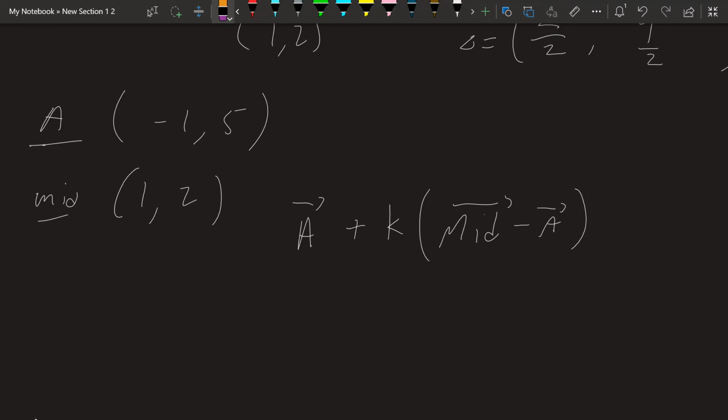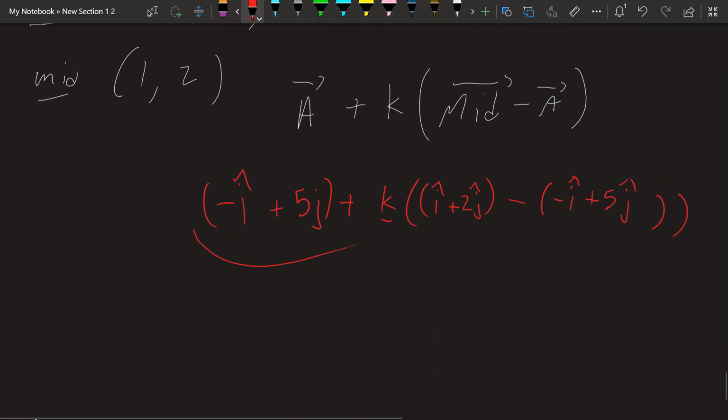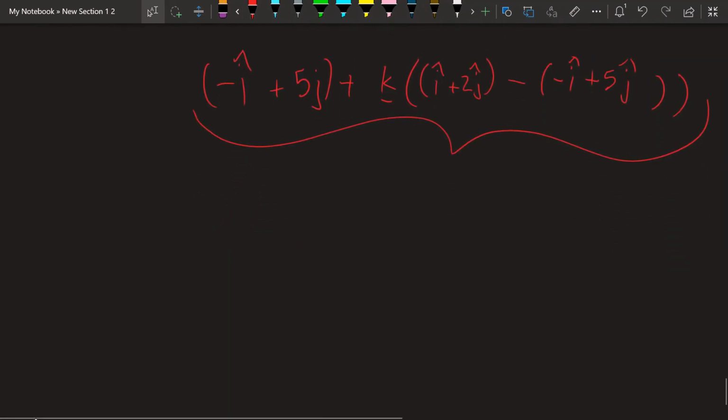So here we go. So the position vector of A is minus i plus 5j. And that's going to be plus k into, now what's mid? Mid is just going to be i plus 2j, right? That's going to be mid, minus A. It's going to be minus i plus 5j. And of course they're multiplied by some constant k. If you were to simplify this, you're going to get the answer. I'm not going to simplify it in the video because it's simple math.